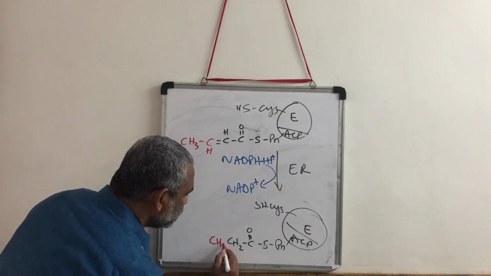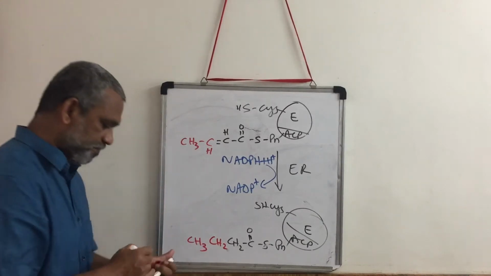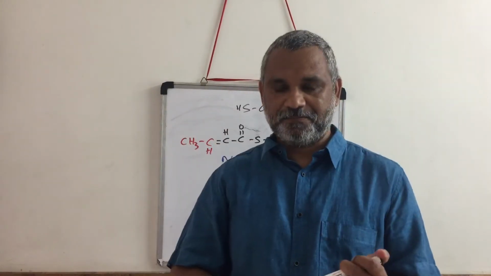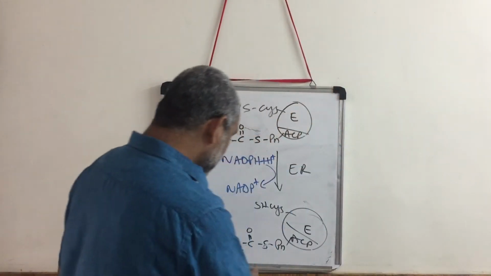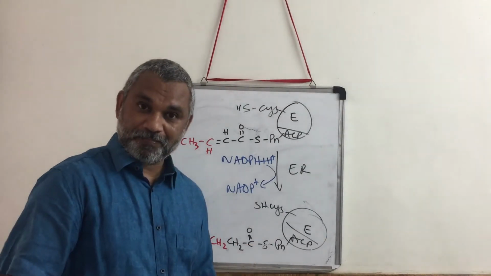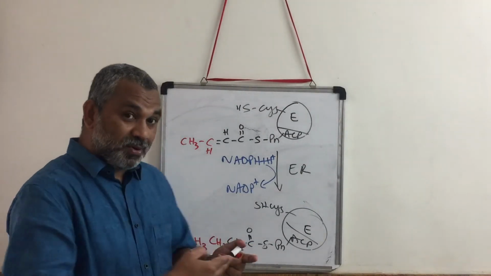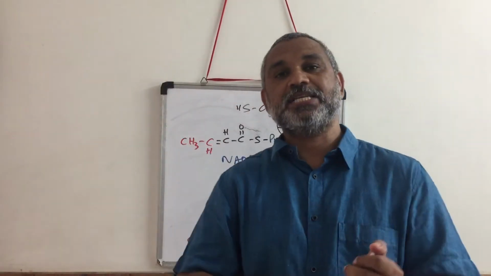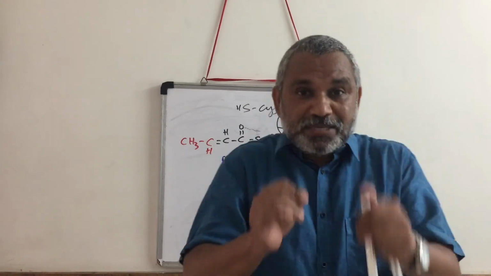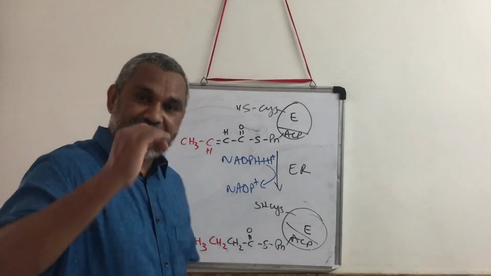This becomes CH2 and this is CH3. You see, it has become a short chain of 4 carbon fatty acid. Okay, so it has become a 4 chain fatty acid. This is an enoyl CoA. Now, this is how fatty acid will be formed. Very simple. What is important is what happens next.